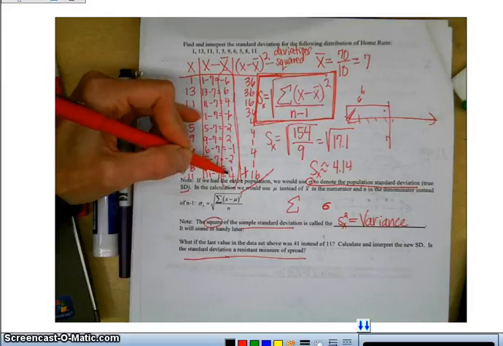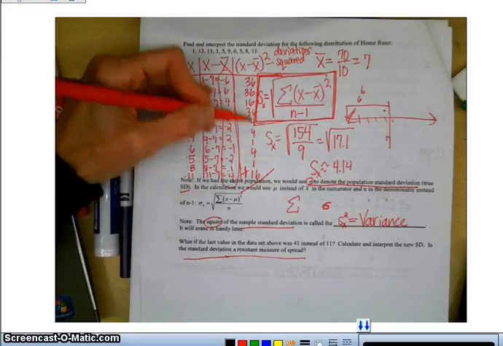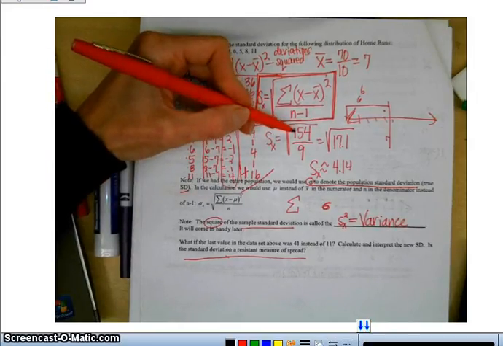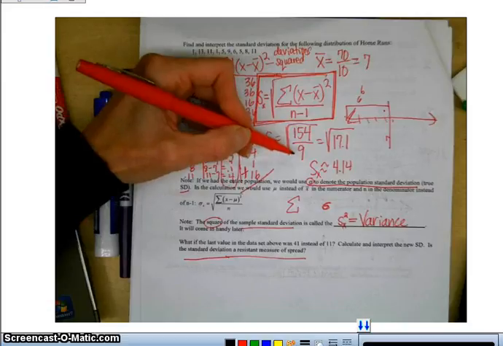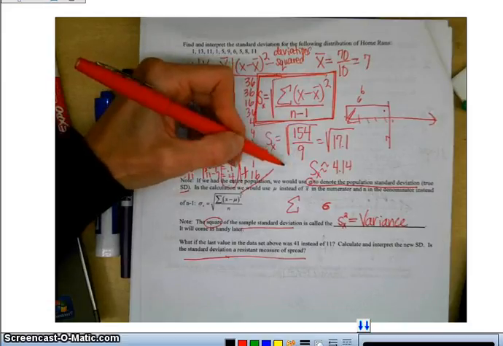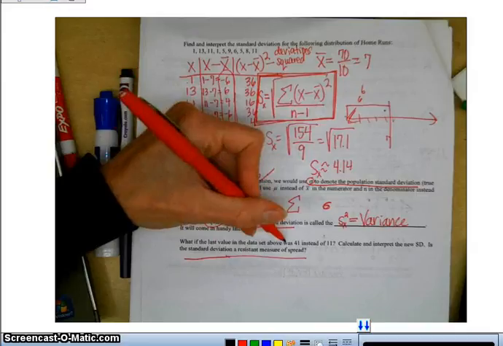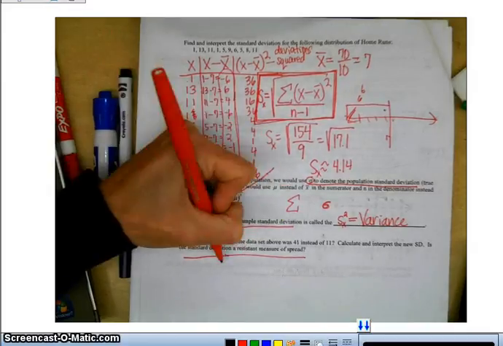41 minus 7, 34. 34 squared would be a really big number, right? So this would be a really big number. So when you add all of these up, would the number be bigger or smaller than this? Way bigger. Wouldn't you still divide by 9? Yeah. And still take the square root? Yeah. So is standard deviation a resistant measure of spread? No.